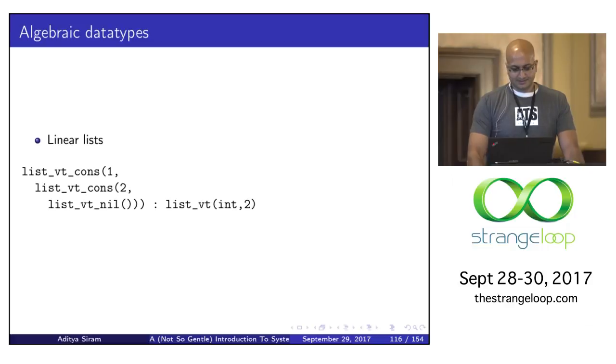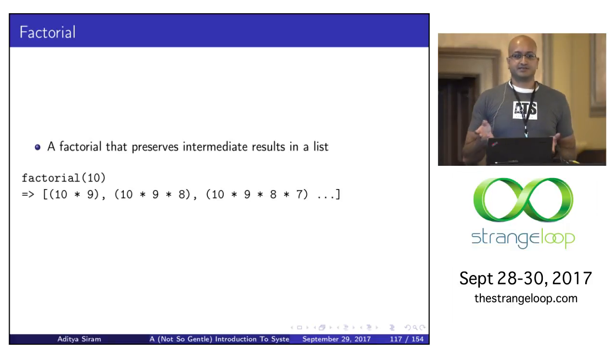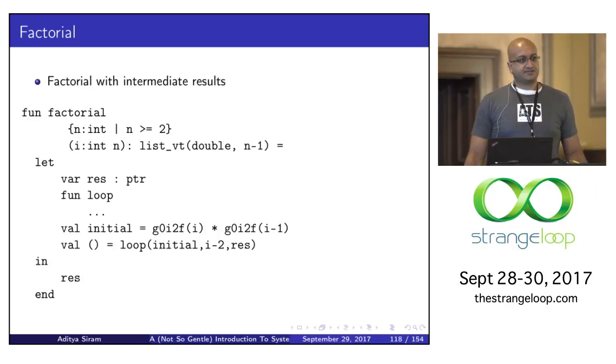Cool. So what we're going to do is use that to make a factorial that preserves the results in a list. So basically, if I'm calling factorial 10, I don't just want factorial 10. I want 10 times 9, 10 times 9 times 8, 10 times 9 times 8 times 7, all the way down. So the last thing in my list is going to be factorial 10. I want to preserve all that stuff. And here's the function that does that.